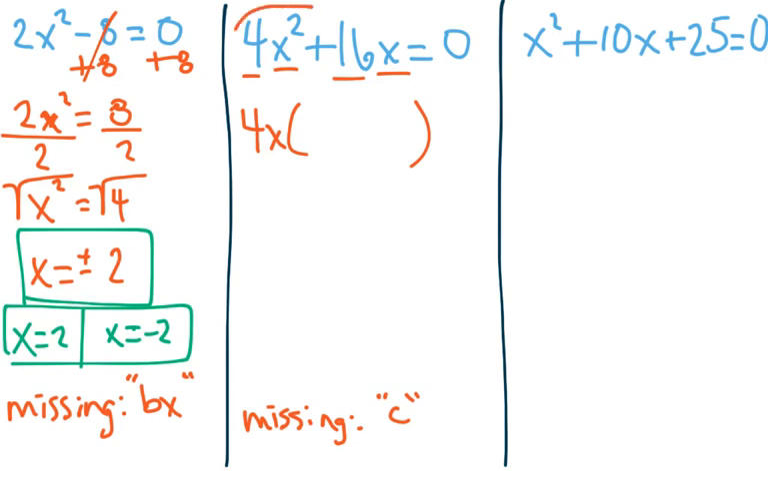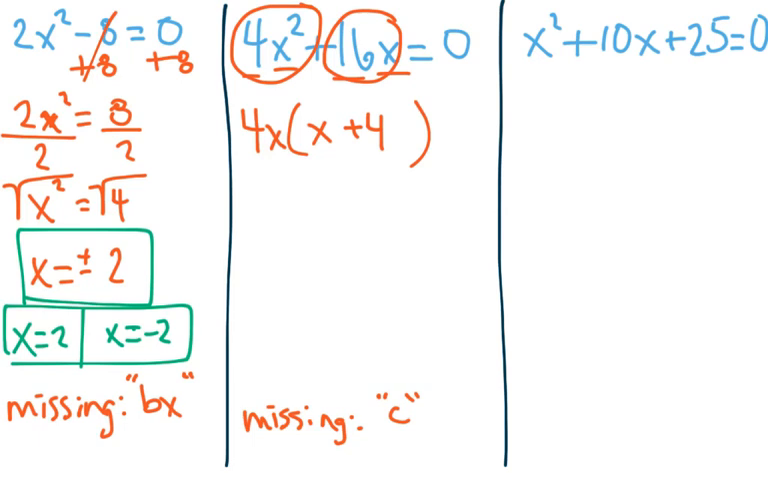So when I'm looking at 4x squared, if I divide 4x squared by 4x, the 4's cancel out, and x squared divided by x leaves me with, well, one of the x's is going to cancel out, and so I'm left with a single x. And then when I do 16x divided by 4x, well, first, 16 divided by 4 is positive 4. X divided by x cancels each other out. So that leaves me with 4x times x plus 4.